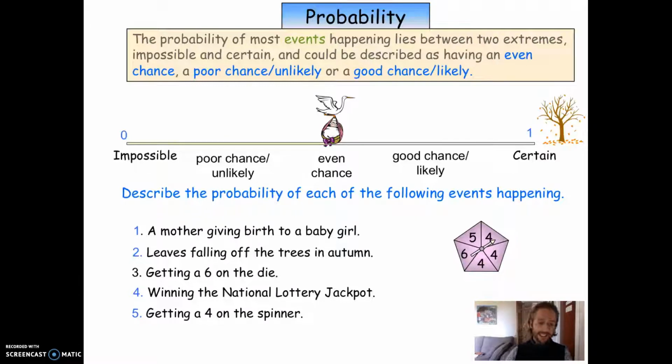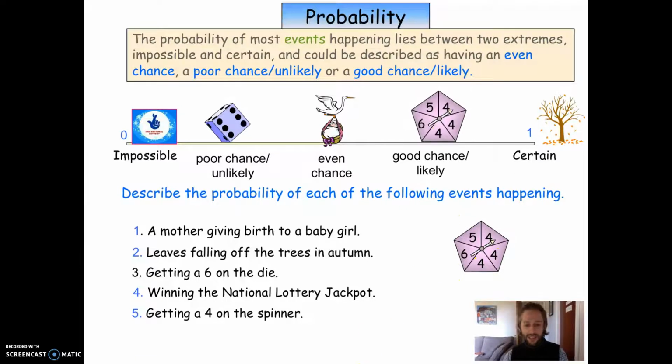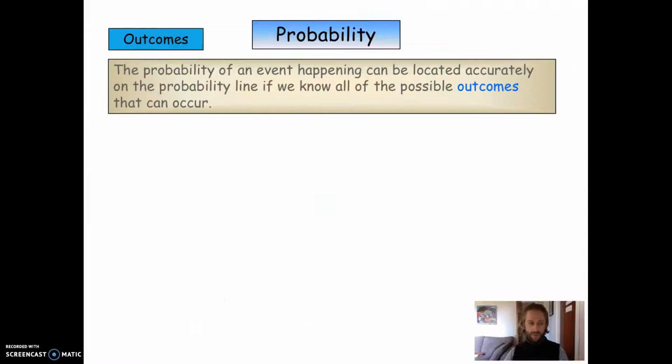Number 3, getting a 6 on the dice. That's a poor chance or an unlikely chance. Number 4, we all want it, winning the national lottery jackpot. I'm afraid to tell you it's about as close to impossible as you can get. And lastly, getting a 4 on the spinner you see on the screen. Well, actually, there's a good chance of that. It's pretty likely. So what we're seeing here then is that the probability of an event happening can be located accurately on a probability line.